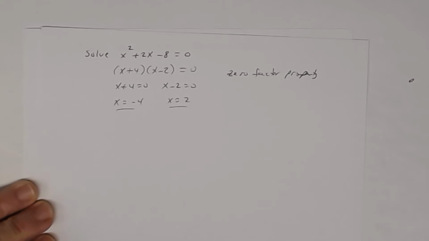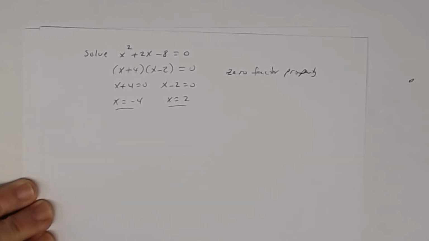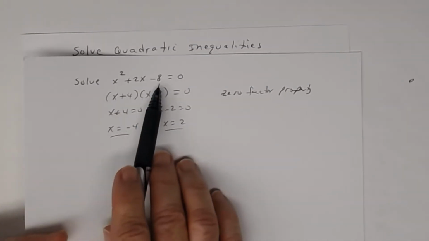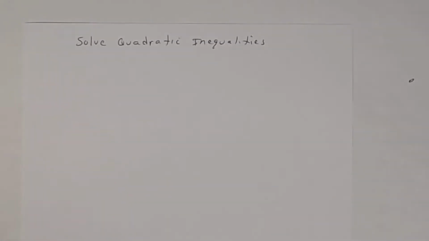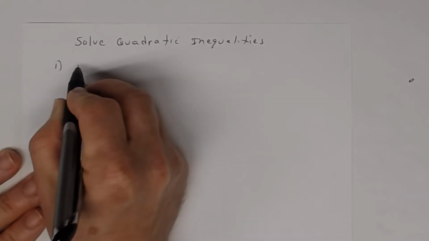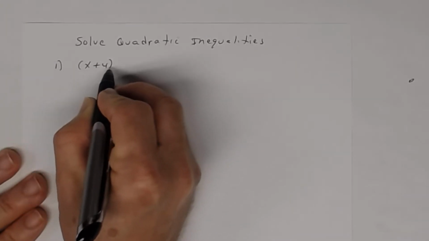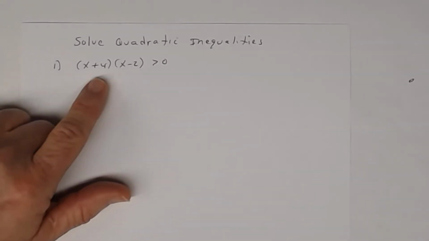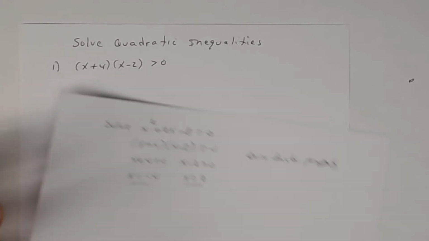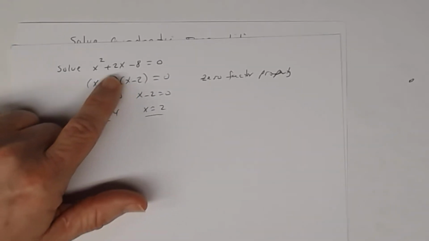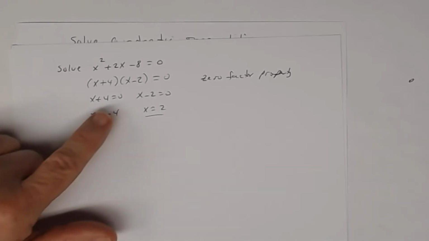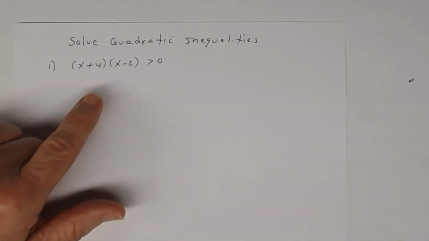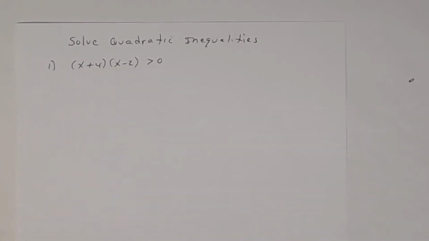But what we want to do here is solve a quadratic inequality and not a quadratic equation. So let's look at that first example. Here's number 1. We have x plus 4 times x minus 2 is greater than 0. I want you to notice those factors right here. Those factors are the same factors that you had in this quadratic equation, except this time, instead of saying that this product is equal to 0, we have that this product is greater than 0.